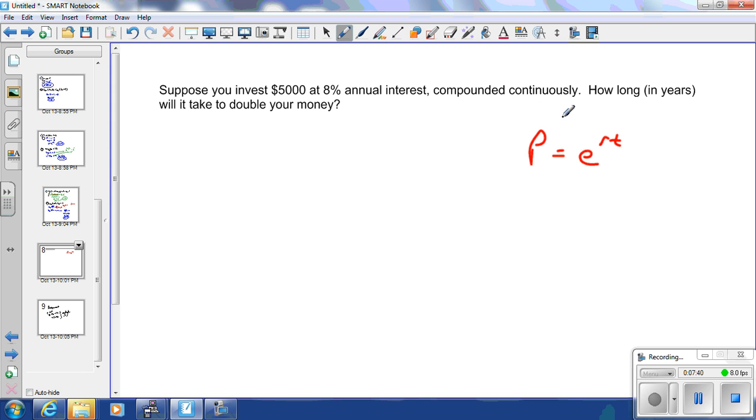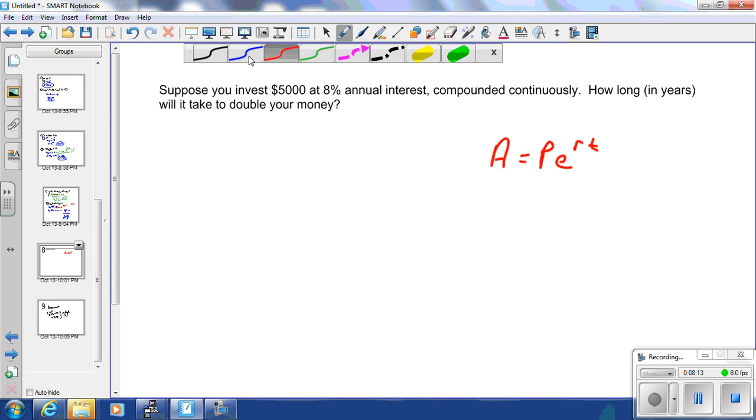Here's our formula for continuously compounded interest. Oops, I'm sorry, I wrote that wrong. Hold on. Something didn't look right. All right, so this is the amount that I have. This is the amount that I started with. This is the number e. This is our rate. This is the number of years. So how long in years? We don't know what t is, but everything else we should know.